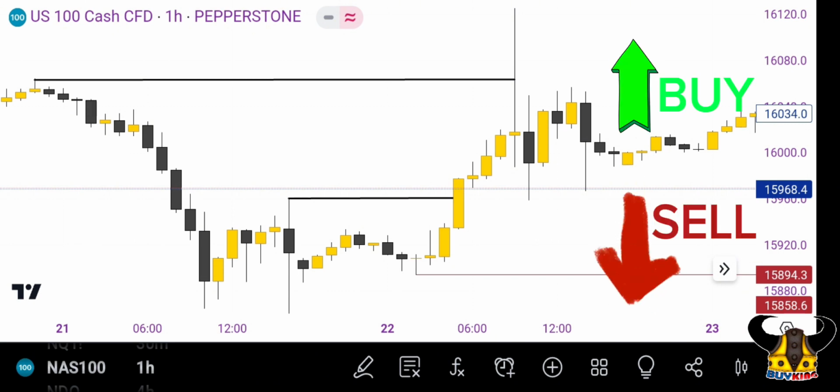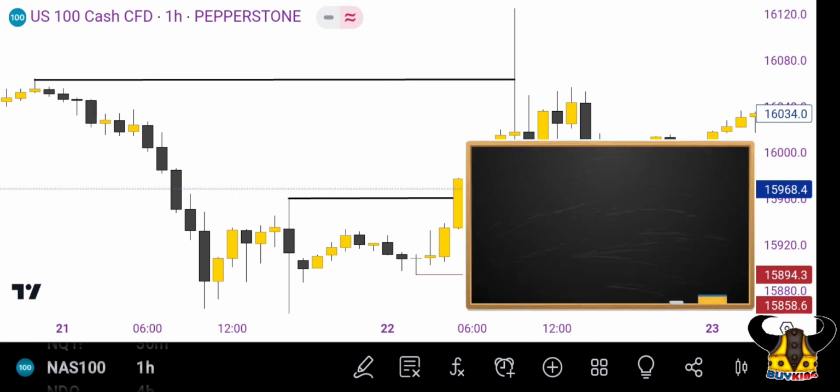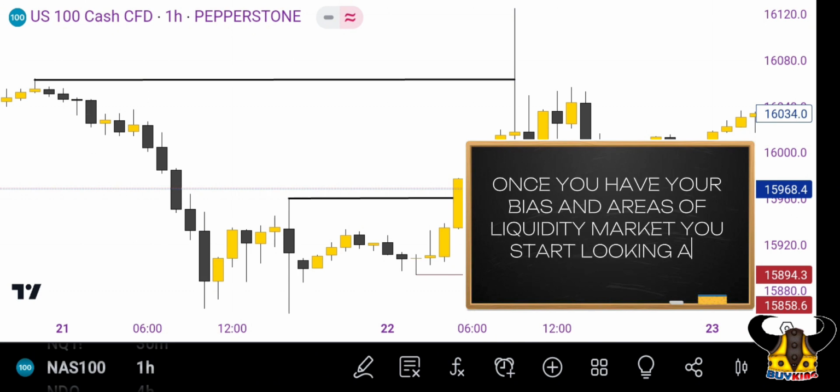Do you want the market to go higher, or are you expecting it to go lower? So my bias on this particular day was buys. I wanted to see the market go higher. Now, very important, and write this down too. Once you have your bias and liquidity areas marked, you start looking for structure.